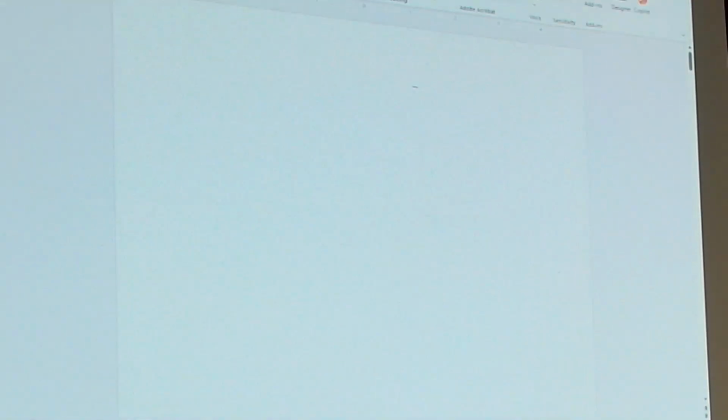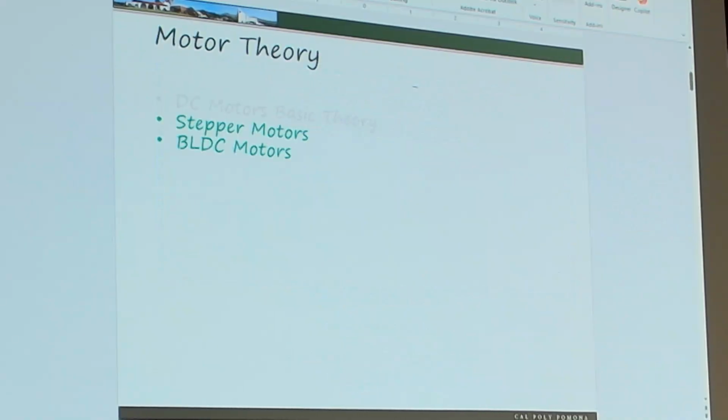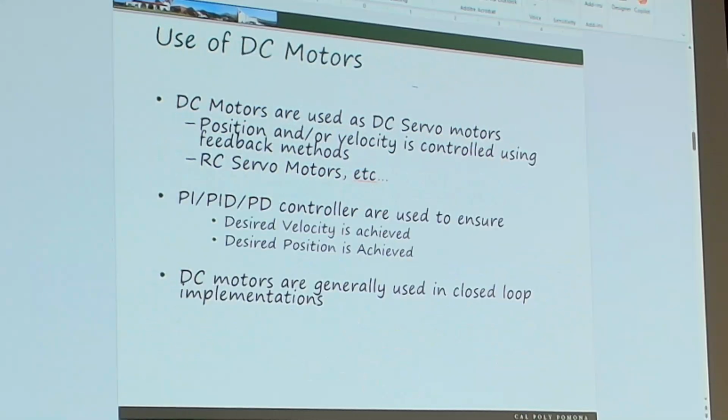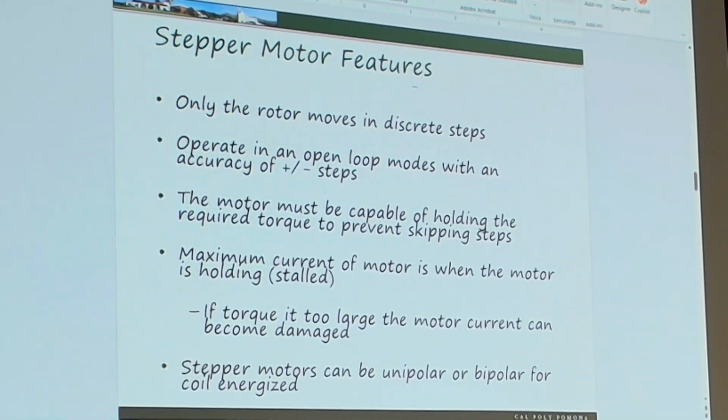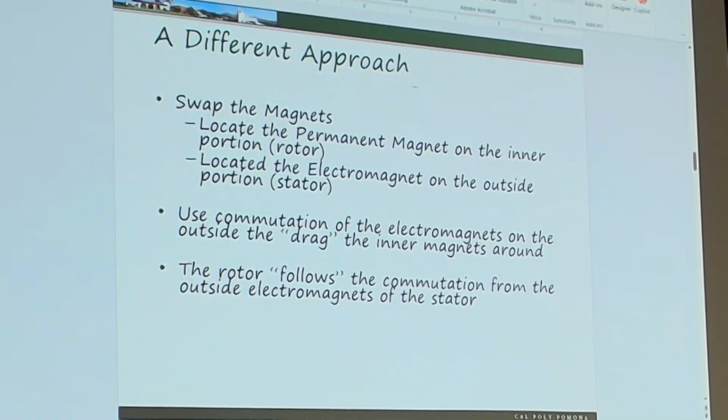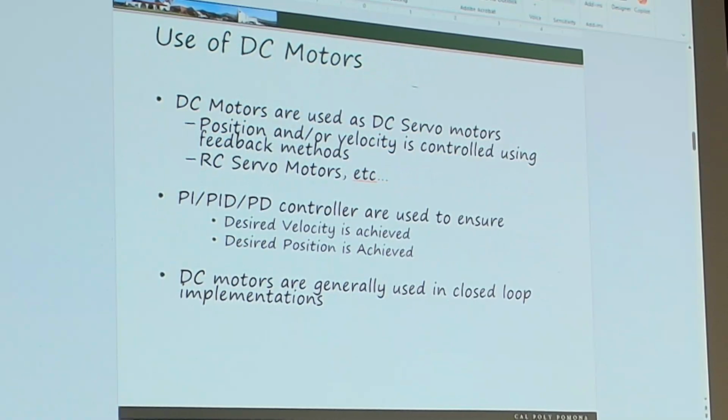Stats. And we're going to talk about stepper motors and BLDC motors. And so again, a little bit of review. DC motors can be used as servo motors, providing servoing with position and or velocity. So we saw that in the RC servos many of you are using. To achieve that, we're using PI, PID, or PD, i.e. feedback control mechanizations, to achieve that desired position and or velocity.